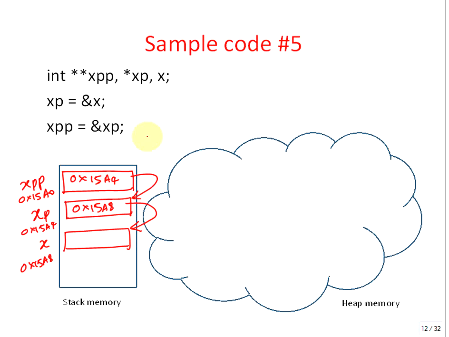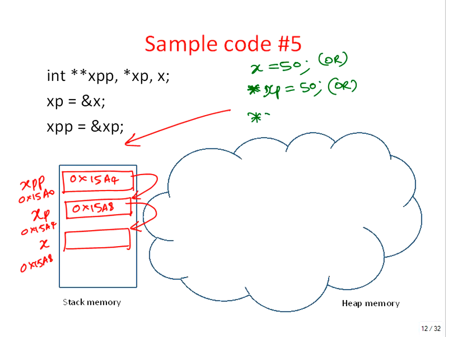So here is another way. There are several ways you can write this thing. X equal to 50. Okay, so that will fill in 50, or star XP equal to 50. Wherever XP is pointing to, pointer pointing to, assign 50.